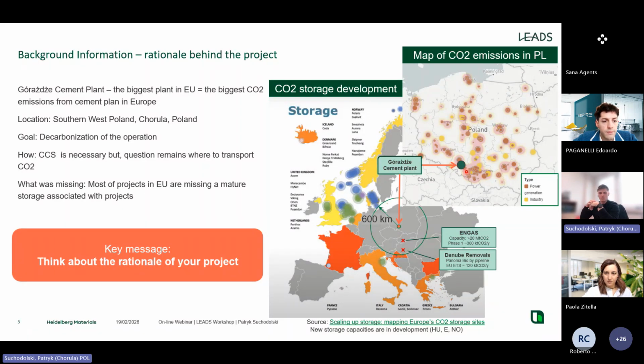And as you can see, to decarbonize our plant, to transport the CO2, we would need to include a very long value chain from our cement plant to the storage sites, which are currently under development. On the map here, you can see where the sites under development are, and in a straight line, there is approximately 600 kilometers from our plant to the closest storage site.